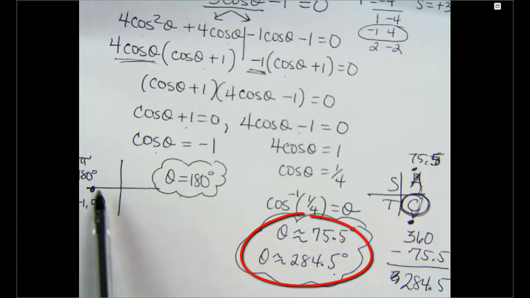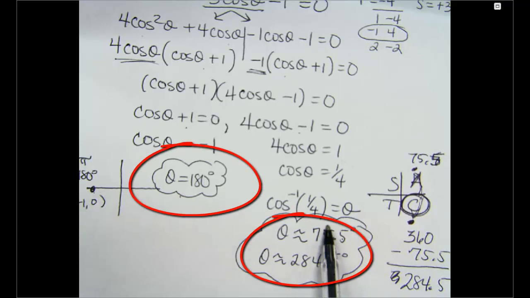180 degrees, right off my unit circle, piece of cake. The others from my calculator, 75.5, and then knowing my unit circle rules to find the final value, 284.5.